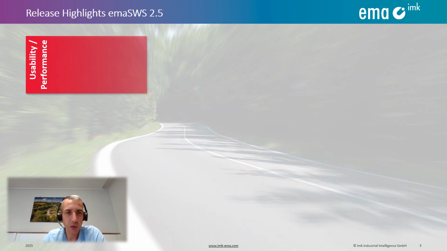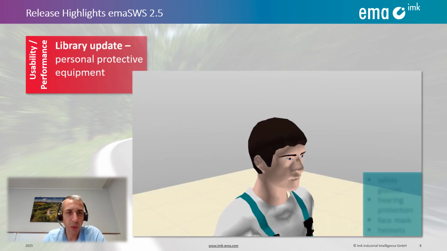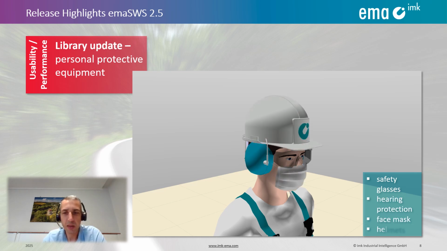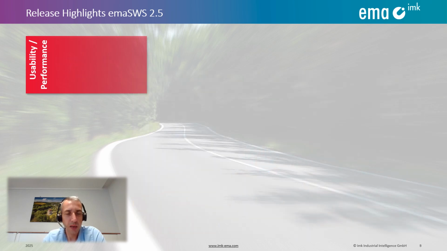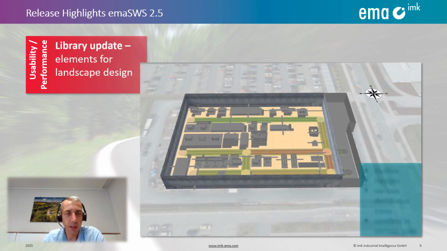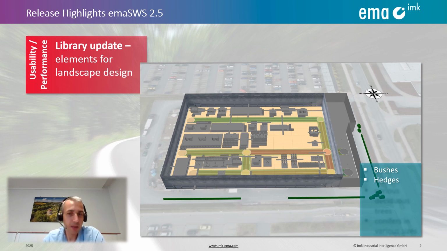We also have some library updates about personal protective equipment. Safety glasses, hearing protection, face masks, helmets, and so on are available, and they are available so that they instantly fit on our human model. Yeah, quite a good extension. And also we have some library updates for plant design. We have plants in the plant designer.